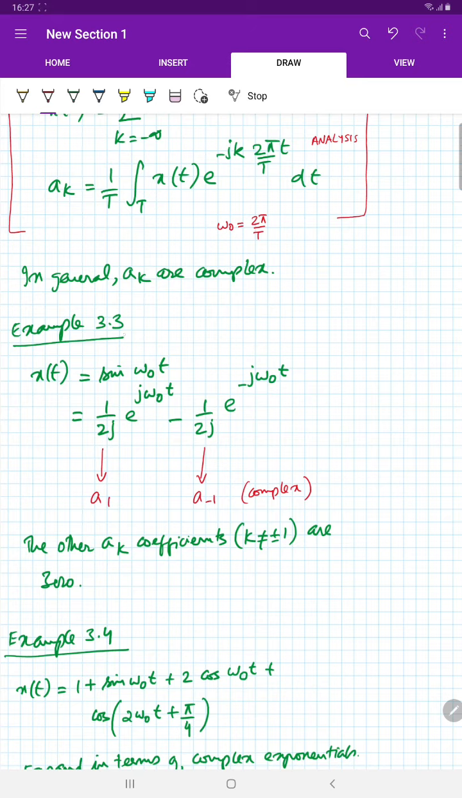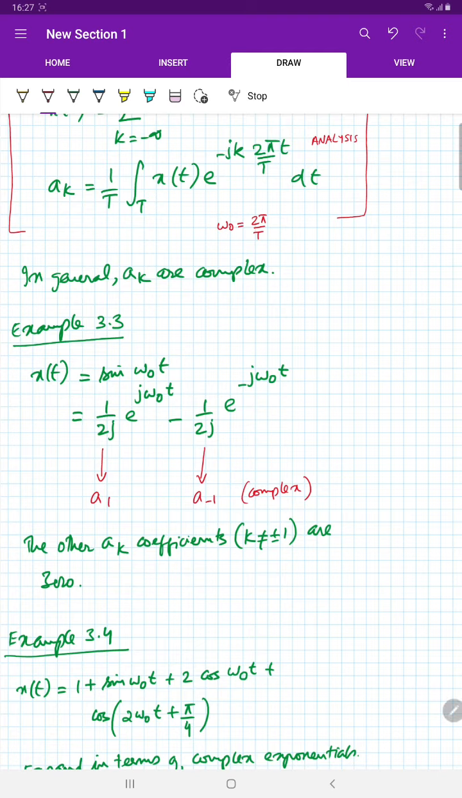This is again all from the textbook. Example 3.3. How do you perform Fourier analysis on x of t, where x of t is sin omega naught t? We know this is a periodic signal, so you can just use the Euler expression. You don't have to explicitly compute the AKs, because you can directly write down the AKs by observation.